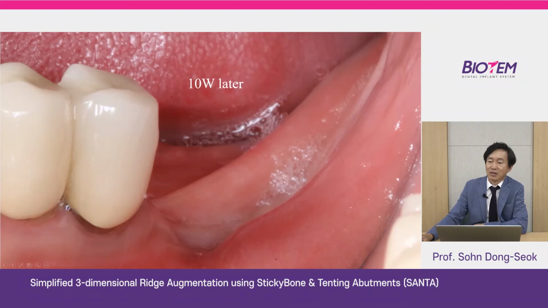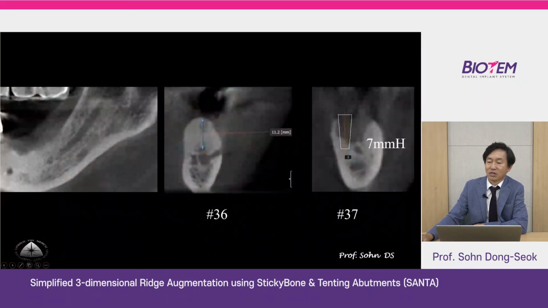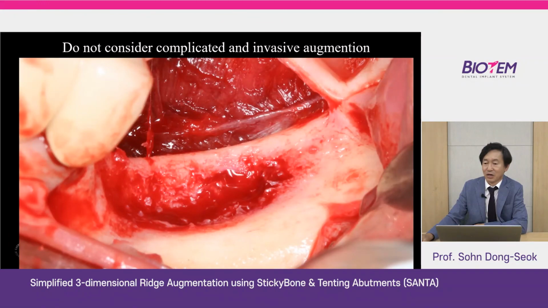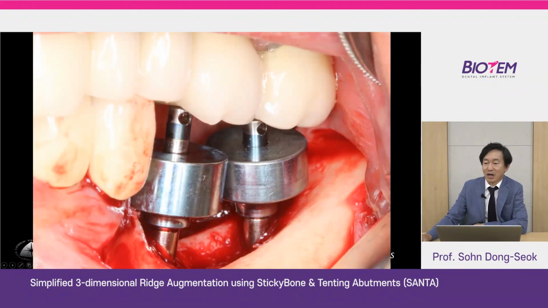After removal of the implant, 10 weeks of soft tissue healing was allowed. There is no bone to accommodate an implant over the inferior alveolar canal, so I decided to place the implant a little bit lingual to the inferior alveolar canal at tooth number 37. So, as I mentioned before, many times do not consider complicated invasive techniques for 3D ridge augmentation. So 2 implants were placed.